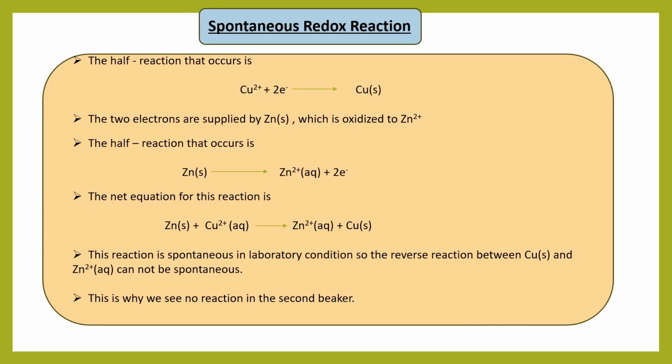The reaction that occurs is Cu2+ plus 2 electrons forms Cu(s), which is copper metal. The 2 electrons are supplied by zinc solid, which is oxidized to the zinc 2+ ion. The half reaction that occurs is zinc solid is converted into Zn2+ aqueous plus 2 electrons. The net equation for this reaction is zinc solid plus Cu2+ aqueous forms Zn2+ in aqueous solution plus Cu solid.